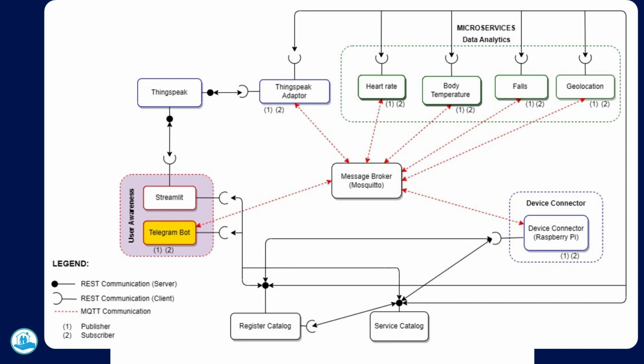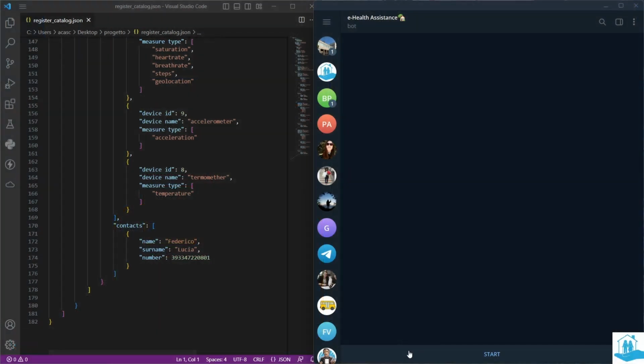Telegram bot is an instant messaging software which allows the communication with users. In the system, there are two different bots, designed respectively for nurses and doctors. Every microservice communicates with the catalogs. For example, nurses can use Telegram bot to modify the register catalog by adding and removing patients and contacts.